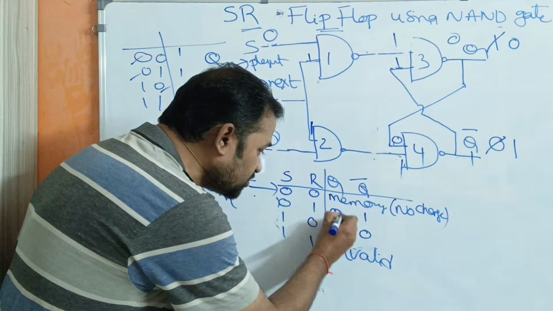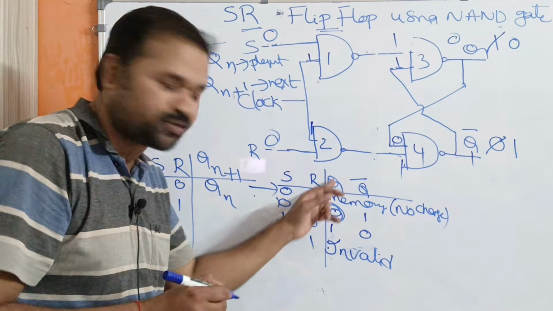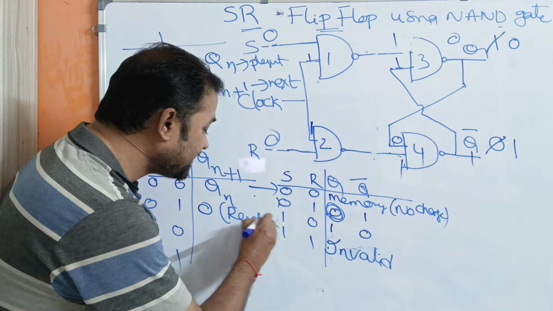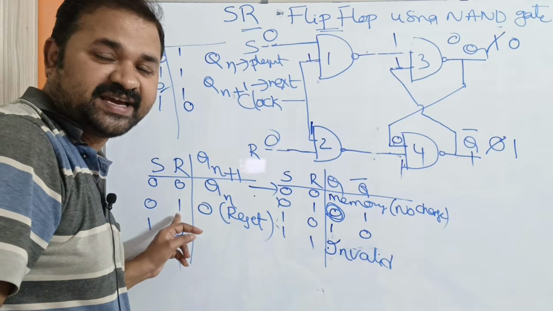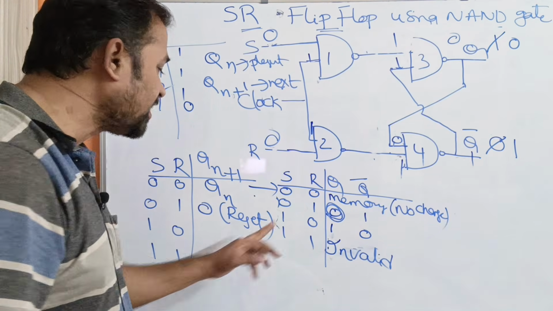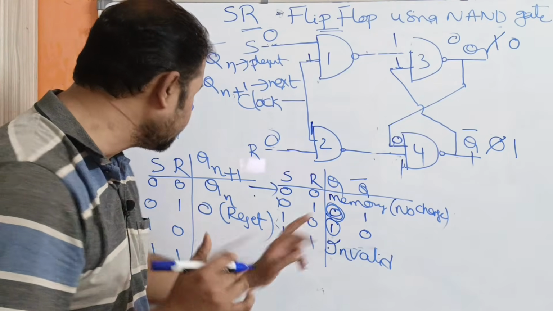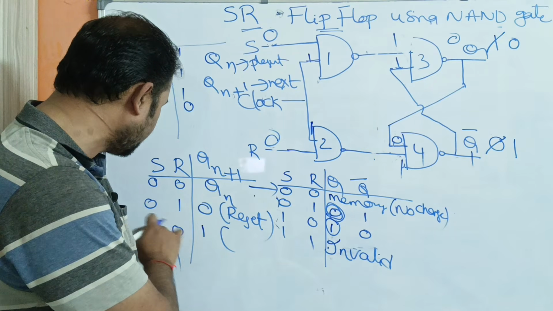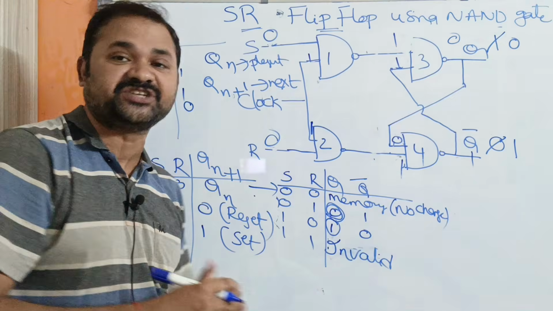then what is the output? 0. Here output means this 0. This 0 is nothing but the output. Output is 0, so we can call this the reset state. Here what is the R value? R value is 1. So we can say that it is reset. Next, if the inputs are 1 0, then what is the output? Output means Q value. What is the output? 1. So 1 means, in this situation, what is the S value? S value is 1. So we can say that it is the set state.